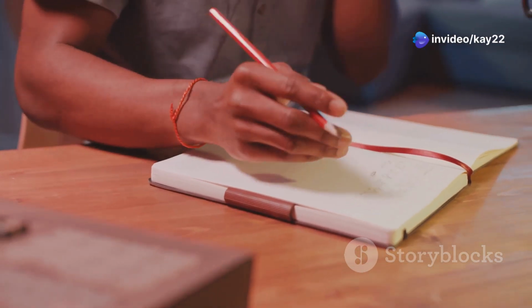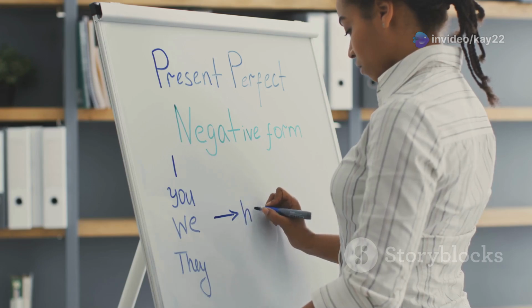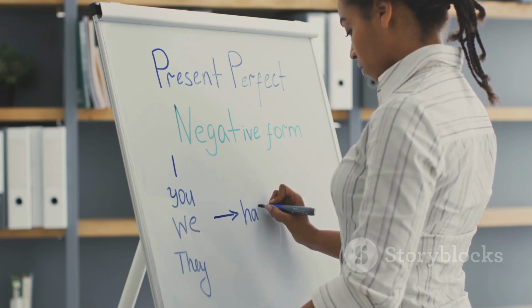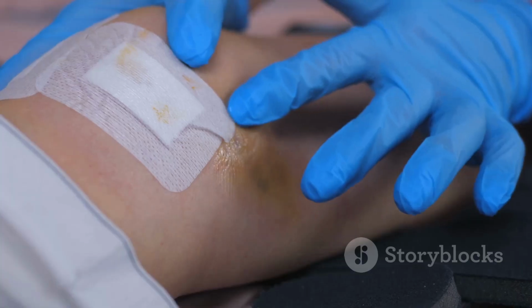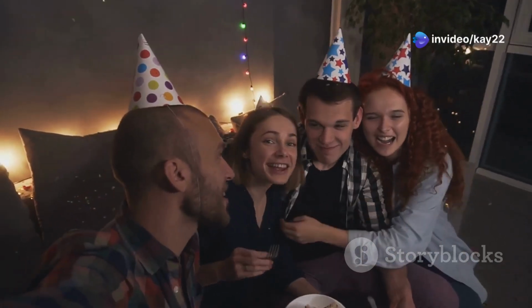Next, reflexive pronouns. These refer back to the subject of the sentence and are formed by adding self or selves to personal pronouns. Examples. I hurt myself while playing. She made the cake herself. They enjoyed themselves at the party.